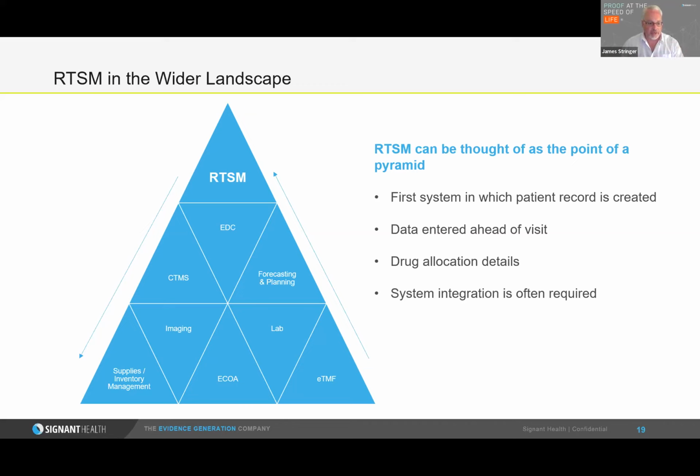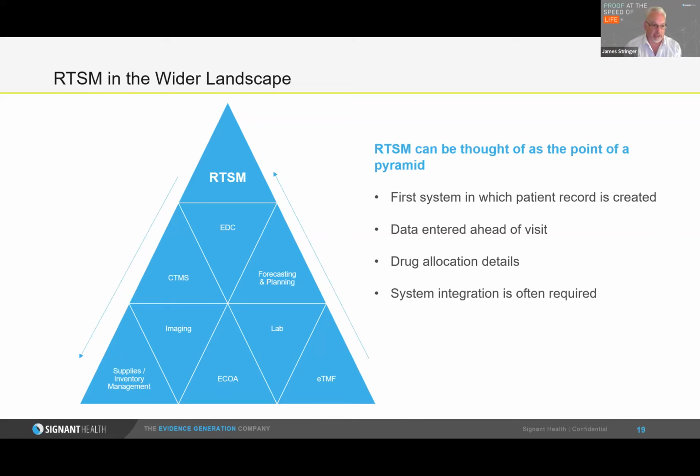I genuinely do believe that it is that point of the pyramid, and so we should be taking advantage of it. That is why, at least in my perception, leaving RTSM to the last minute is potentially not the most effective way of working, because there's a lot of benefit to what RTSM can bring. RTSM can bring a lot of advantages. Specifically, it can start to reduce our site burden.